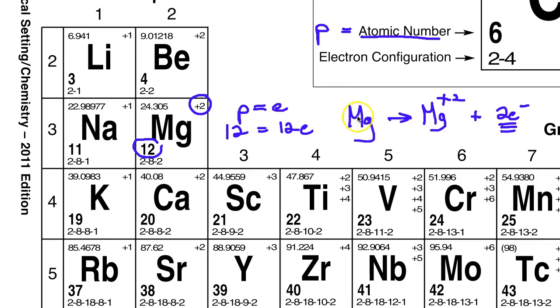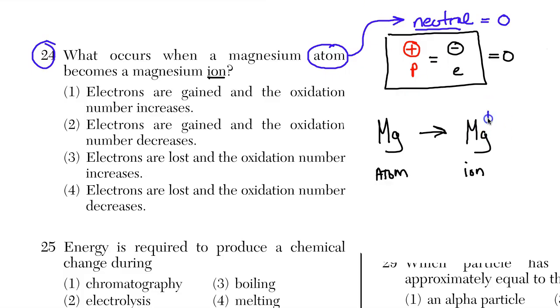Okay, so we know that magnesium atom becomes an ion that is +2. Okay, so now, of course, what occurs when this happens? Well, you just saw me write a half reaction to become +2 because it's still magnesium, okay?